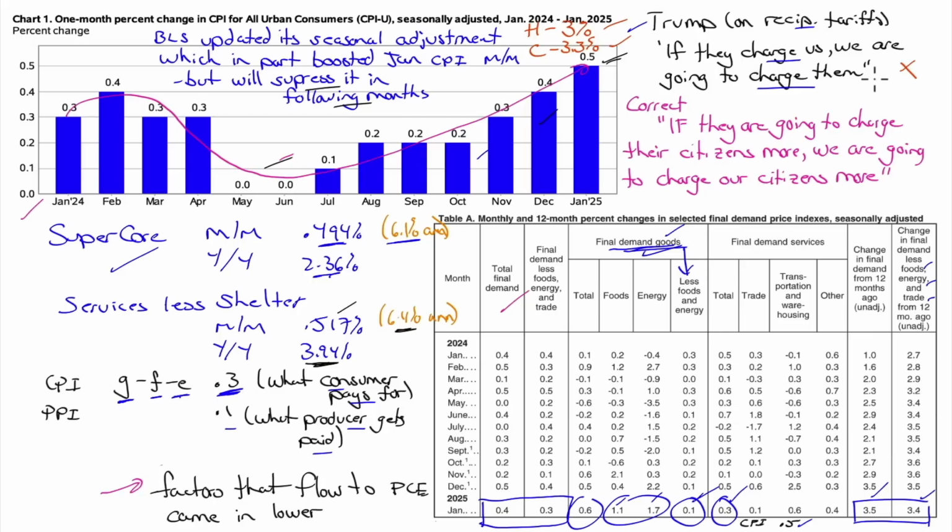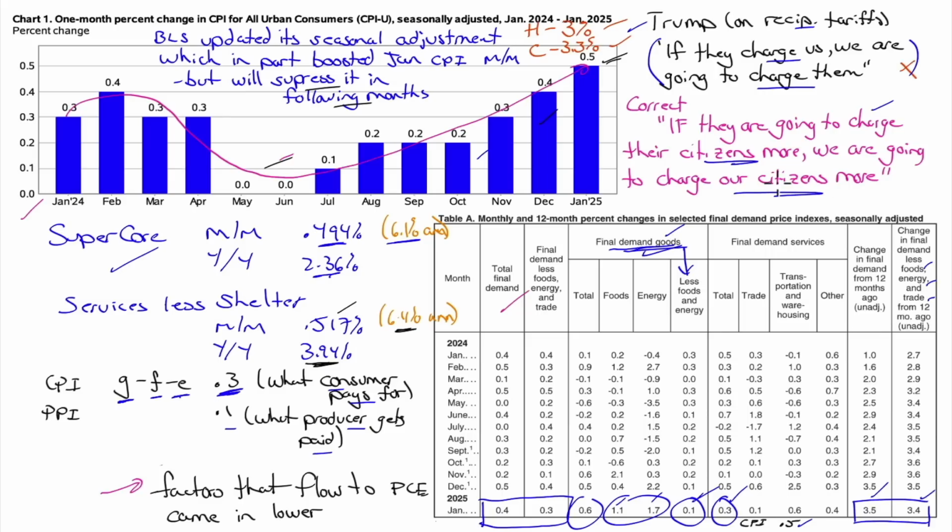So just to correct him, here's the proper way to say it. Now, when he says this, if they charge us, we're going to charge them. And if you know nothing about tariffs or you're not that well informed, you might say, yeah, that's fair. You charge us, we'll charge you. The proper way to say it is this: if they are going to charge their citizens more, we are going to charge our citizens more. When it comes to tariffs, that's the proper way to say it.